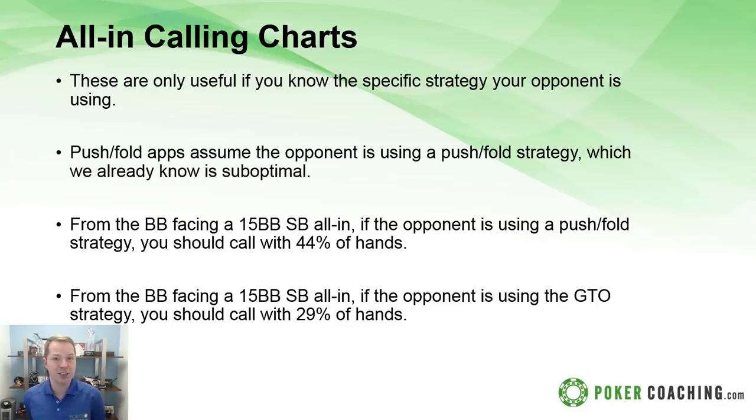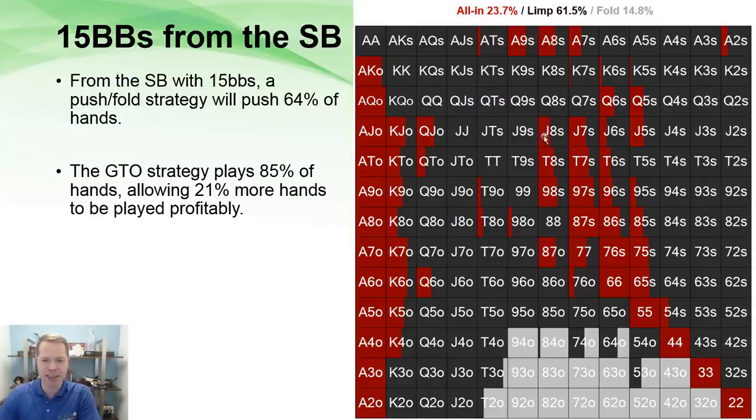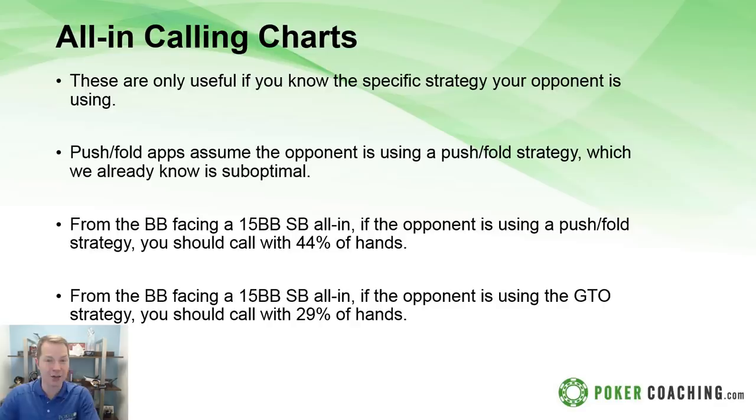And so essentially the push fold apps out there assume the opponents are using a shove fold strategy that we already know is very likely not optimal. For example, from the big blind, facing a 15 big blind small blind all in, if the opponent's using a shove or fold strategy with 64% of hands like we just showed, you should call with 44% of hands. But if they're using our GTO strategy here, only shoving these hands in red, well, clearly you have to call tighter, only 29% of hands. So understanding your opponent's strategy is very important.